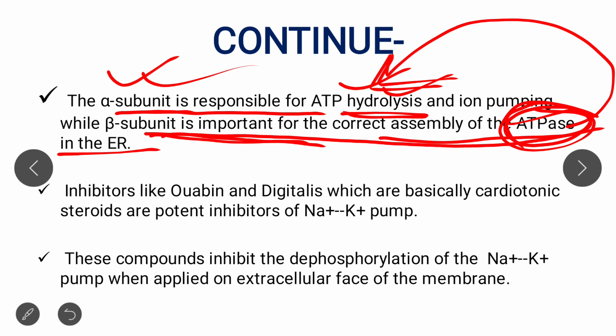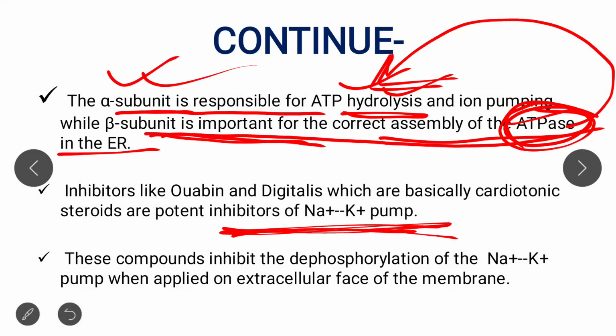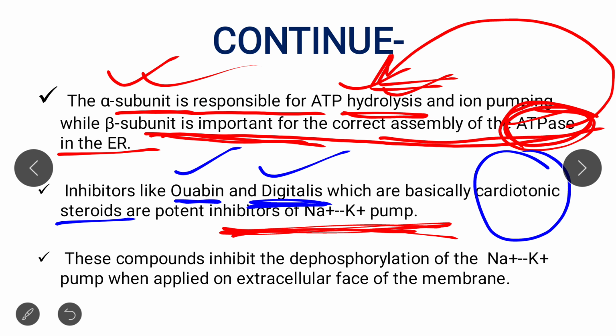Now next, there are some inhibitors which may be asked many times in questions. Which one of the following is an inhibitor of the sodium potassium pump? The main inhibitors of this pump are ouabain and digitalis. These inhibitors are cardiotonic steroids. Ouabain and digitalis are the inhibitors of the sodium potassium pump.